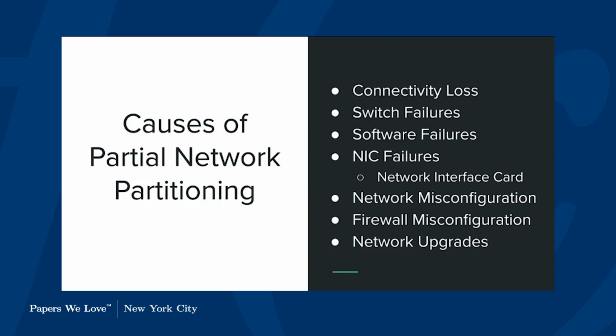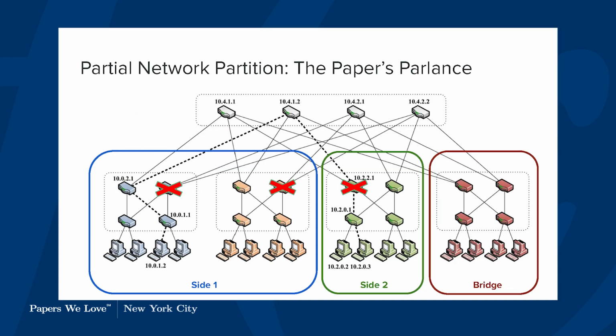Your network is partially partitioned. Now, in the parlance of the paper we're studying on partial network partitions, we talk about this as side 1, side 2, and the bridge. The bridge nodes are the ones that can talk to everyone else. Then your network is partitioned into side 1 and side 2, potentially more sides, but for the purpose of the paper, this is your base idea.